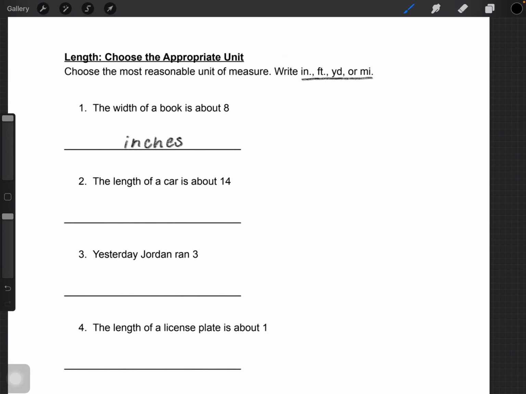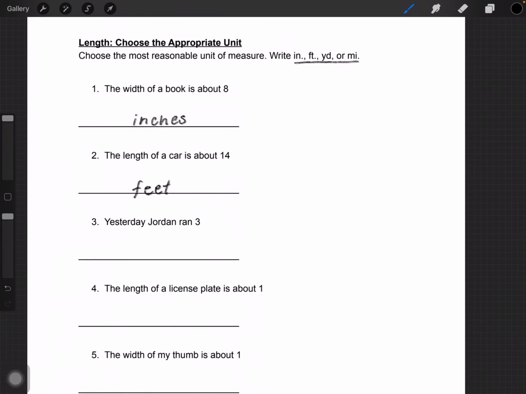Number 2, the length of a car is about, well, it's not too big. It's not like a mile or maybe not even a yard. An inch would be too small, so I think feet would be the right answer. Number 3 says yesterday Jordan ran 3. Usually when you run long distances, so I think this one would be miles.